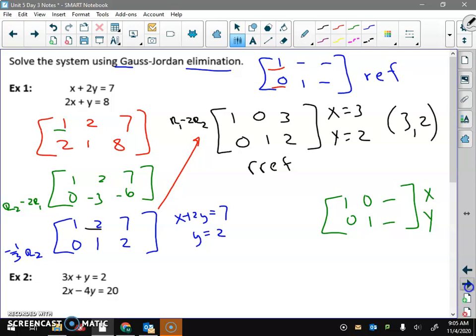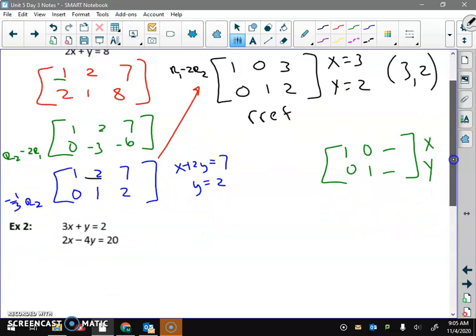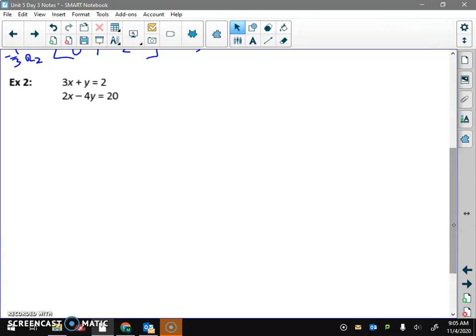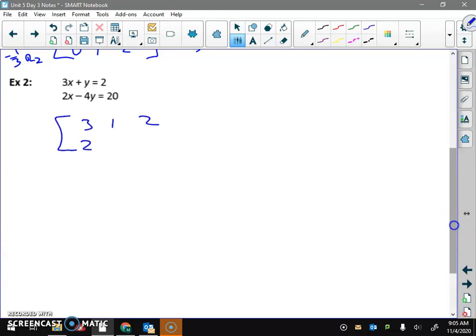New process. All right, so let's do it again. We're going to do Gauss-Jordan. We're going to get it into reduced row, and then we're going to do a 3x3. Let's create our 2x3 augmented. 3, 1, 2, 2, negative 4, 20. And what do we want? We want it to look like this. 1, 0, something, that's X. 0, 1, something, that's Y. X equals, Y equals.